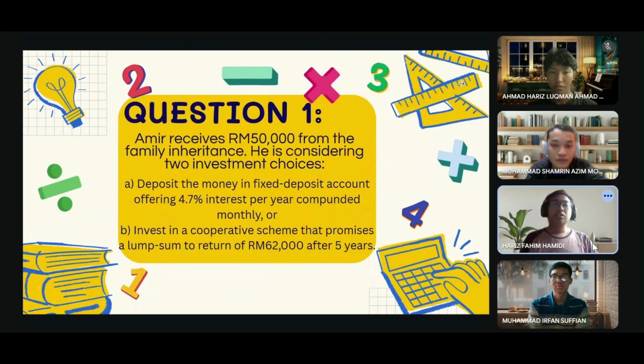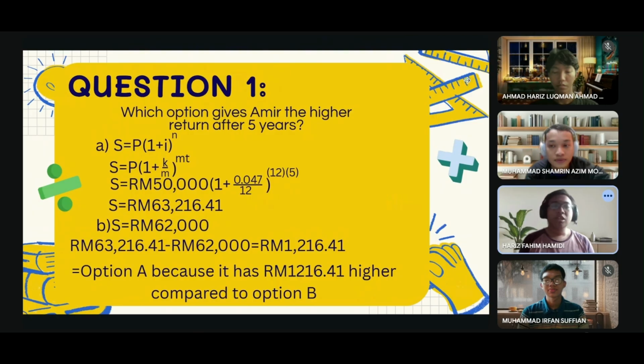Okay, to question one. To solve this question, we need to use the formula of compound interest, which will be given in our exam. The formula is S equals P bracket 1 plus i closing bracket to the power of n. To expand the i and n, it will become S equals P bracket 1 plus k over m closing bracket to the power of m times t.